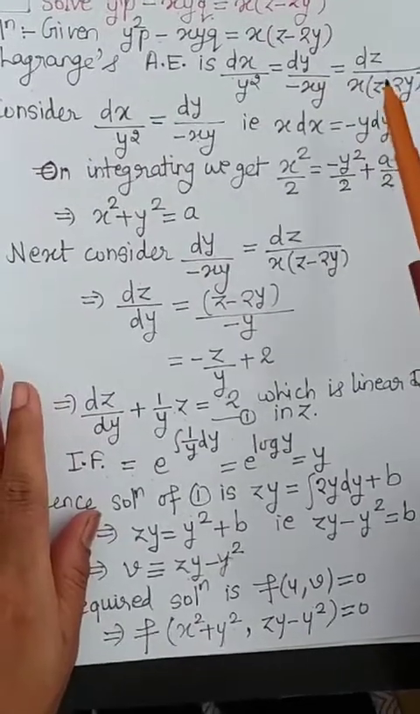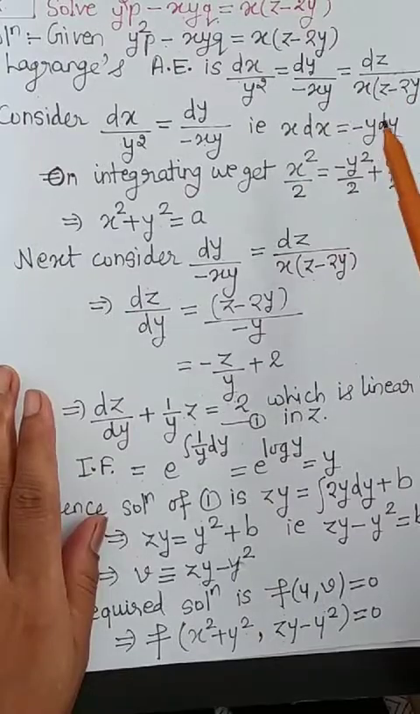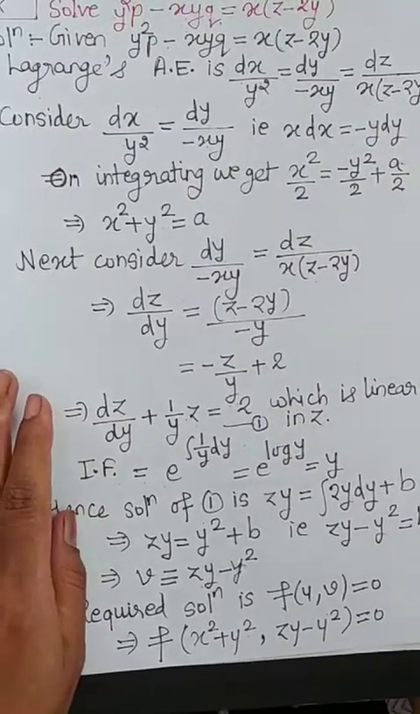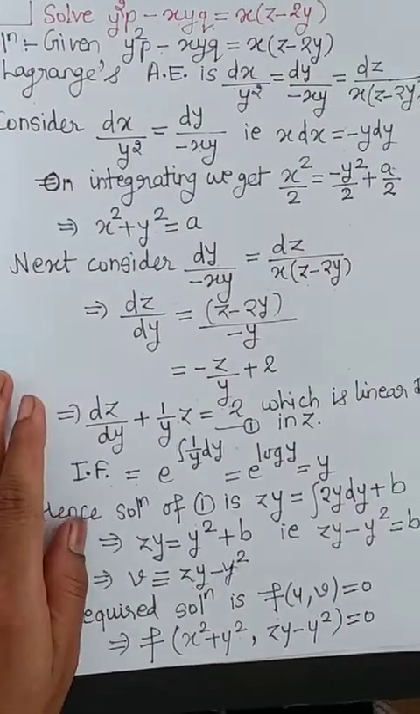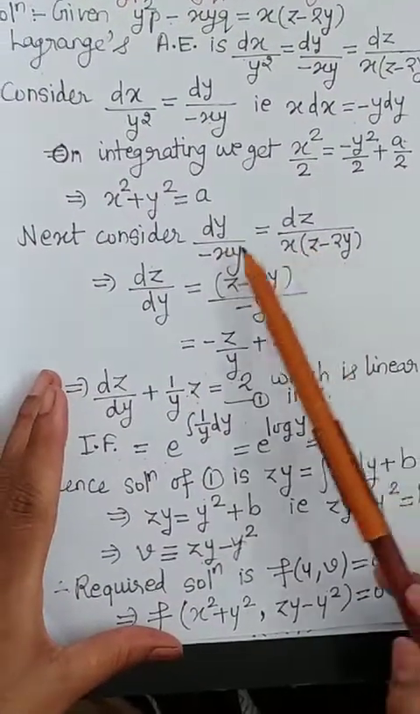So only two pairs are there, that is first and second, second and third. In such a case, the solution of this partial differential equation will be unique. Okay, so let us consider second and third.